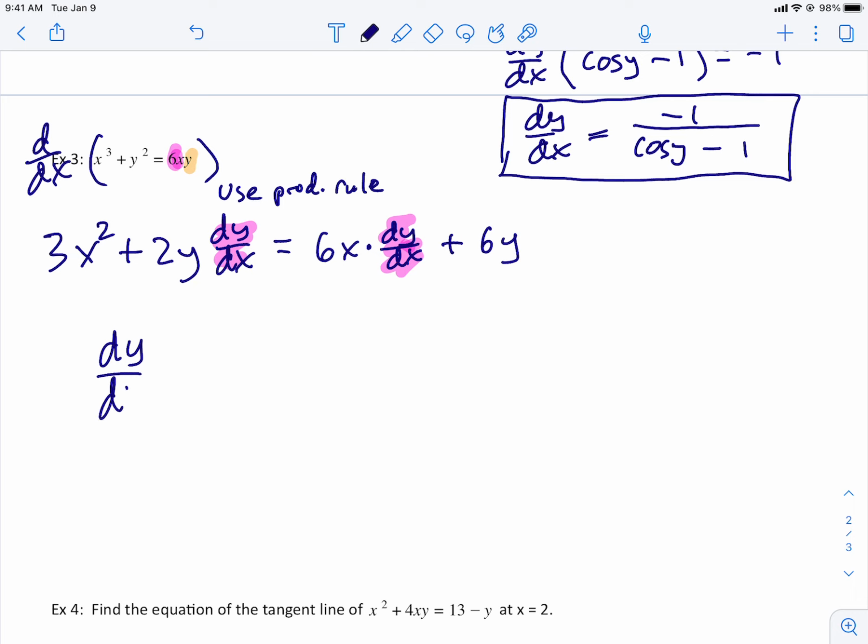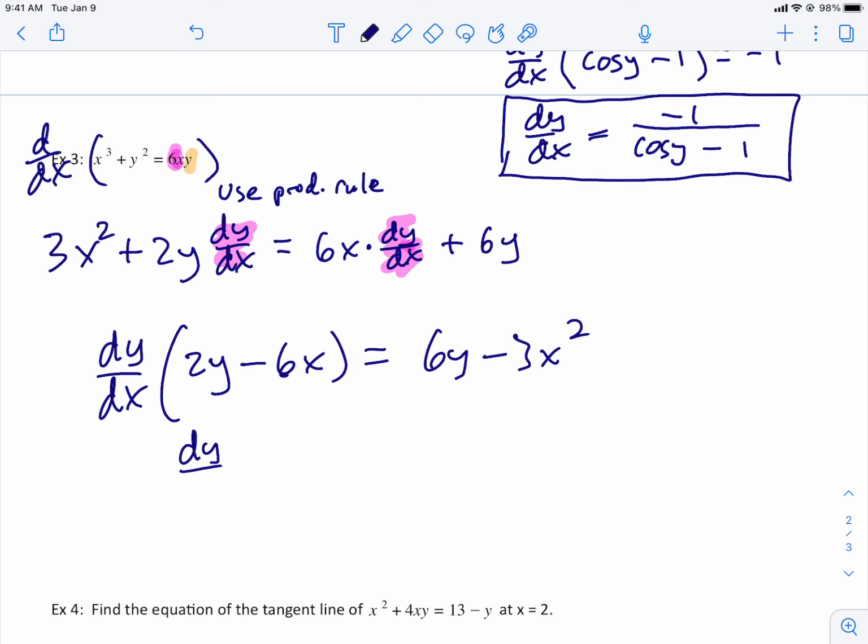I'm moving all the dy dx terms to the left, and I'm going to factor out the dy dx. So that'll give me a 2y minus 6x on the left-hand side. So now these terms are taken care of. Now I just need to move the 3x squared over. That'll be 6y minus 3x squared. And so then dy dx will be 6y minus 3x squared all over 2y minus 6x.